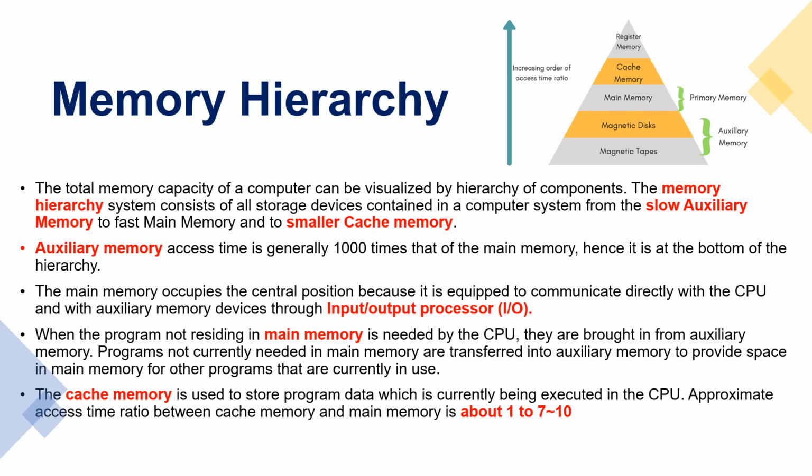The cache memory is used to store program data which is currently being executed in the CPU. Approximate access time ratio between cache memory and main memory is about 1 to 7 to 10.